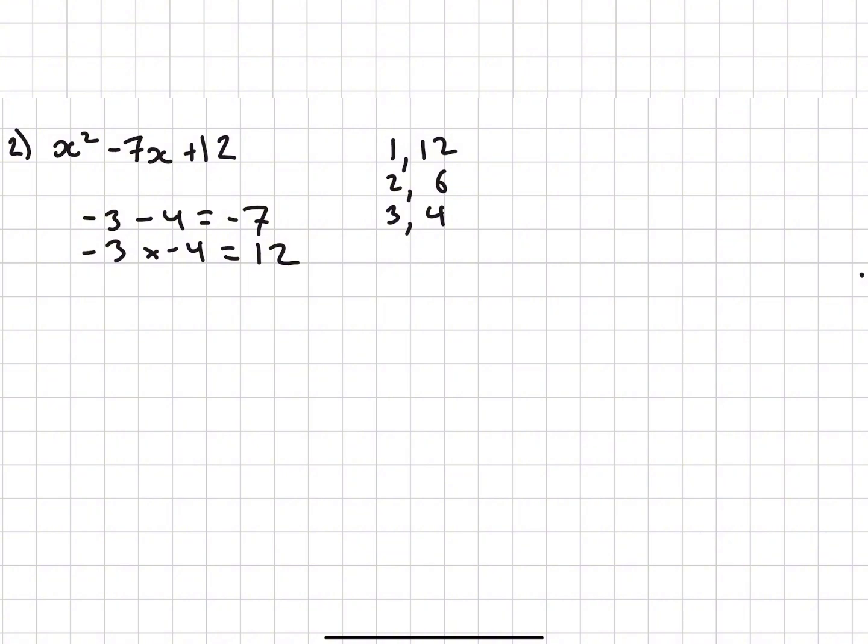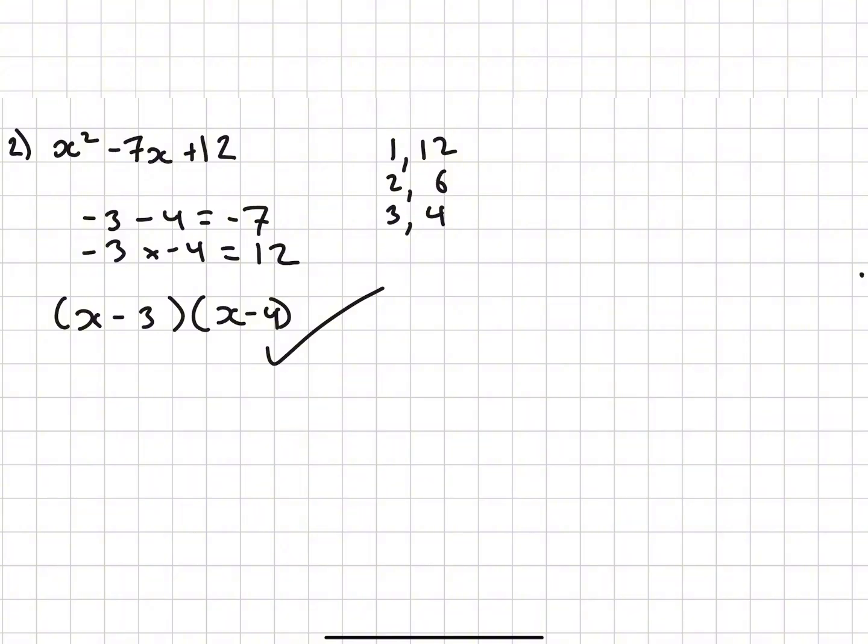Okay, so now that we've found both of our factors, all we need to do is place them into our factorised form. We already know that for every quadratic that you factorise, it's always going to end up in this form: bracket x, bracket, and then bracket x, and the last bracket. So all that's left to complete this question is placing that minus 3 and minus 4 into the brackets. And there we go, the factorised form is x minus 3 and x minus 4.